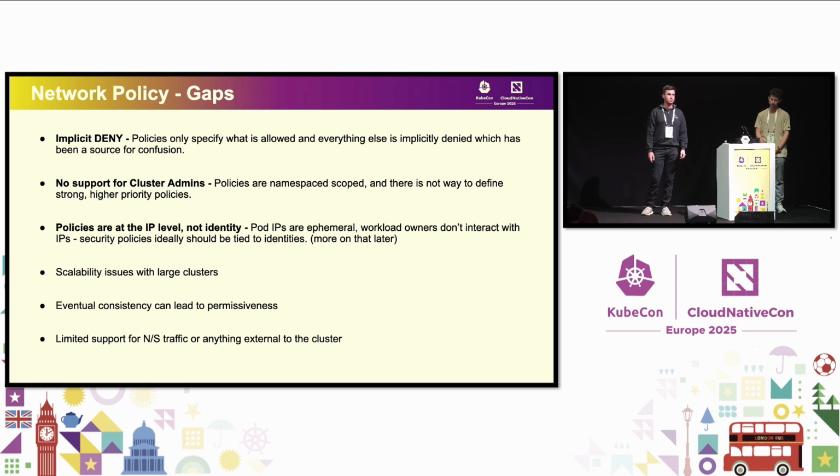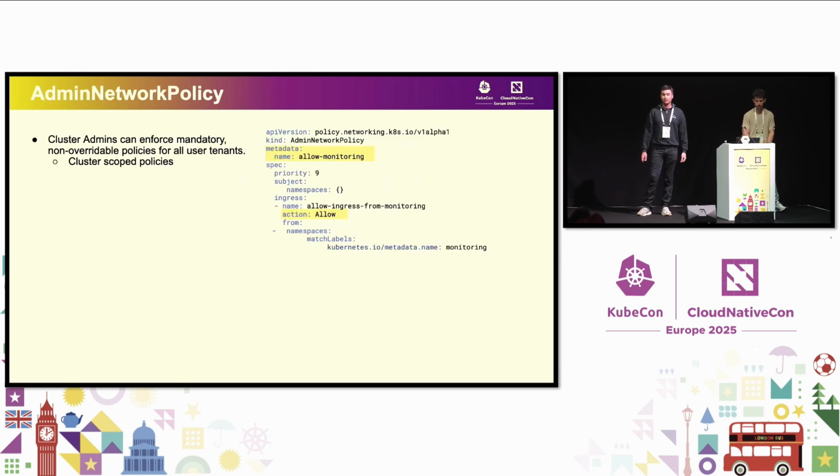There's scalability issues with large clusters. Like imagine you have 20,000 pods, and you have all kinds of different subsets of labels and groupings, and those pods are churning, and you're constantly updating the IP rules on all of your nodes. Eventual consistency, right? So when a new pod comes up, everything needs to get synced. And there's limited support for north-south traffic or external to the cluster. There's work being done in this area, but right now you can kind of specify a CIDR, but it's not really well supported. So to try to address these gaps, there's admin network policy.